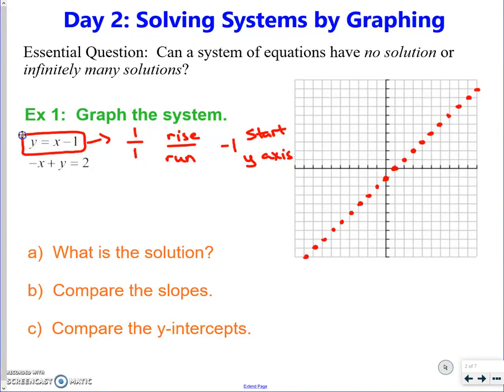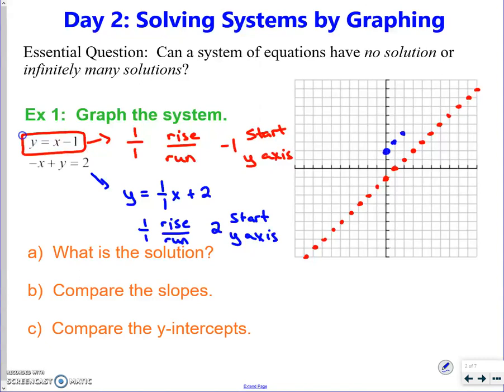And I know I'm going a little quick here, guys, but this part should be a review from the last 2 days. For this bottom one, we have to put it in y equals mx plus b. To save us some time, I'm going to go ahead and just do that for us. When we do this, we're going to end up getting y equals 1 over 1x, and then it is plus 2. So on this, my 1 over 1 is my rise over run, and my 2 is the start on the y-axis. So I'm going to start up here at 2 on the y-axis.